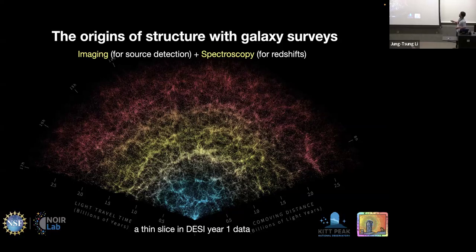A galaxy redshift survey requires a two-step process. First, you do a wide-field imaging survey to identify galaxies one by one. But that's only a 2D location galaxy catalog, so you need spectroscopy to follow up each individual object to get redshift measurements to map out the 3D distribution of structure.